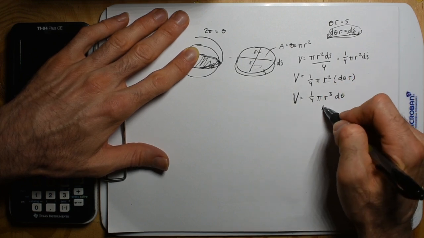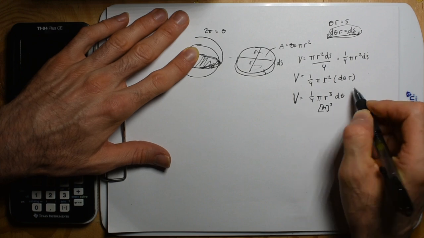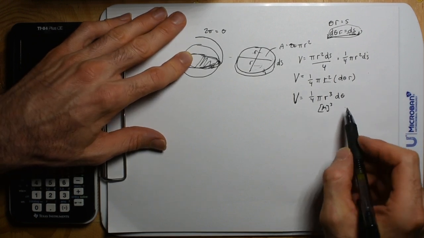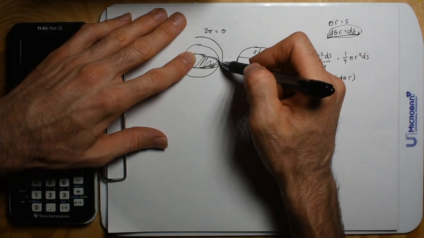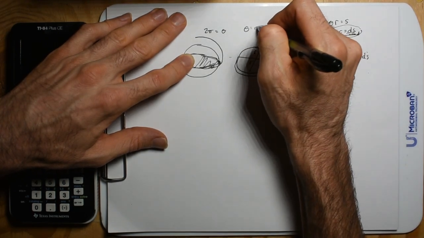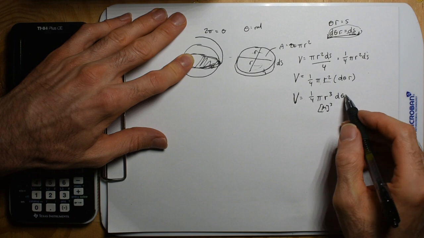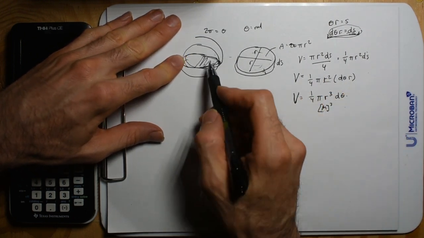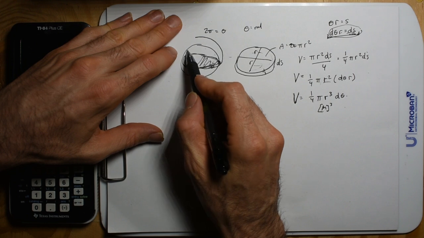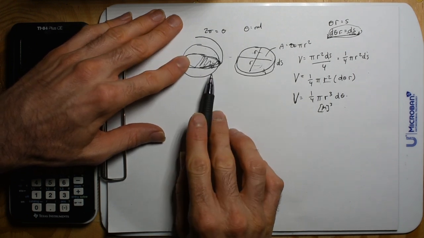We already have our meters cubed. What we're just integrating is from theta, and theta's in radians. It's unitless, but when we add all these areas, after we do the integration, that's what we're going to get. We're going to get an addition of all those areas. You know what I mean?